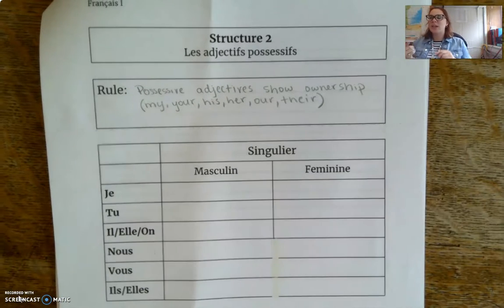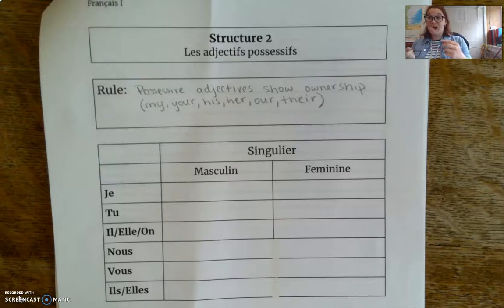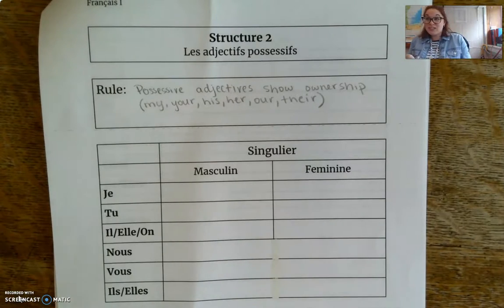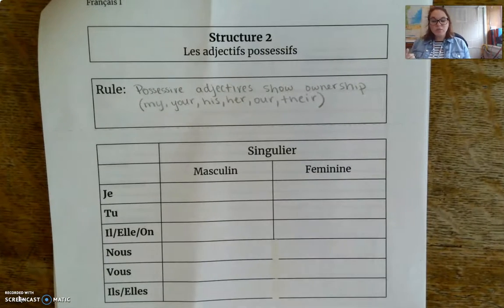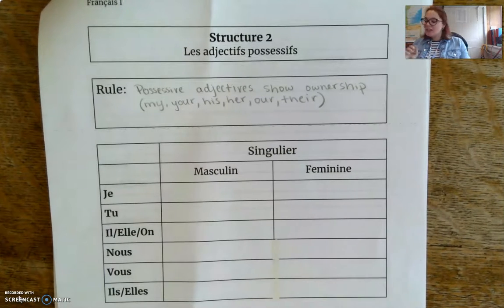Like in English, we would say my house, a house that belongs to me. Your sister, a sister that belongs to you. His dog, her cat, an animal that belongs to that person. So what's different in English, we use my to describe it to be my sister, my friends. In French, because this is an adjective, a possessive adjective, remember that these have to match the gender and number of the thing that's owned.